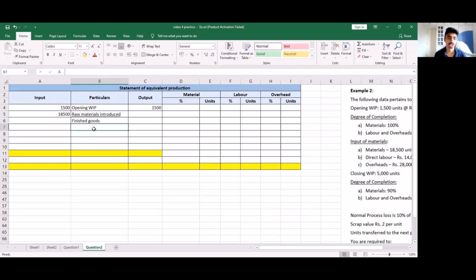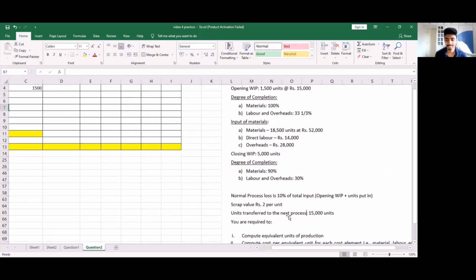In our previous question, we found the finished goods by summing the input column and the output column and finding the difference. But here in this question, we have been given that the units transferred to the next process is 15,000. So this is our finished goods. So 15,000 is our finished goods.